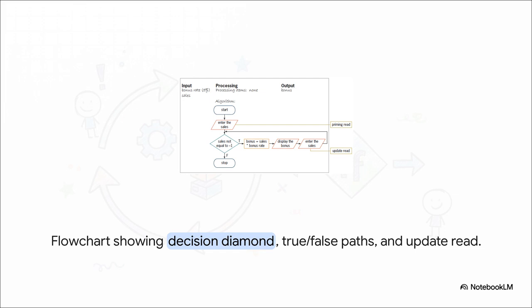See the decision diamond? That represents our condition. It has 1 flow line entering and 2 leaving, marked true and false. If the condition is true, we follow the path to calculate the bonus, display it, and then, crucially, we hit that update read, enter the sales. Notice how the flow line then circles right back up to the decision diamond to reevaluate. It is this literal circle, or loop, formed by the true path that visually makes this a repetition structure rather than just a one-off choice.